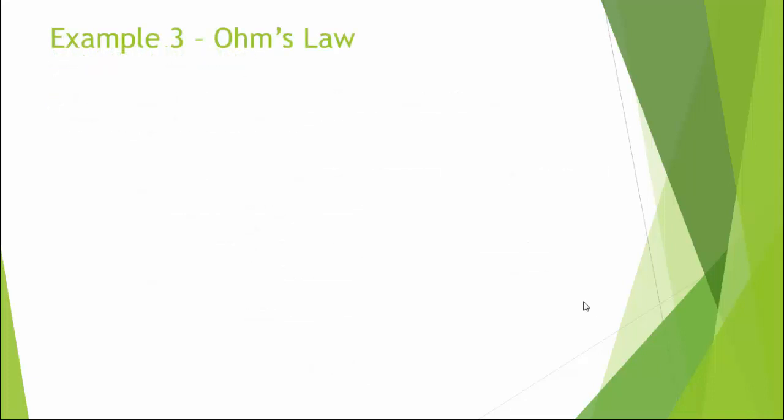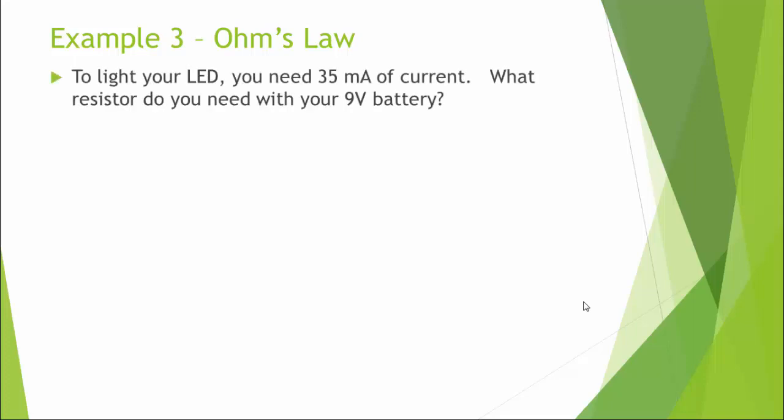Okay, so let's try an example from computer engineering then. Let's say we wanted to apply Ohm's law to a circuit with very low current. To light our LED, we need 35 milliamps of current. What resistance do we need with our 9-volt battery? So we're given I is equal to 35 milliamps and potential V is equal to 9 volts.